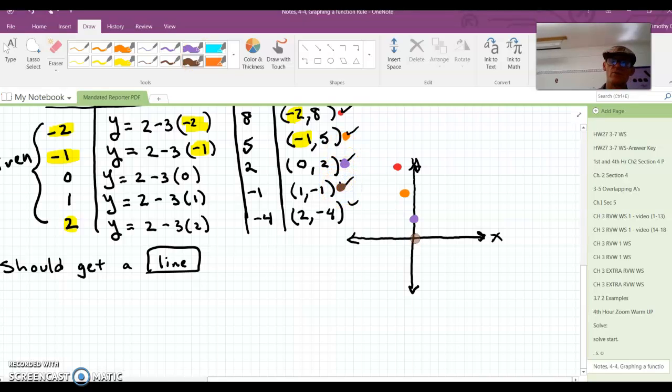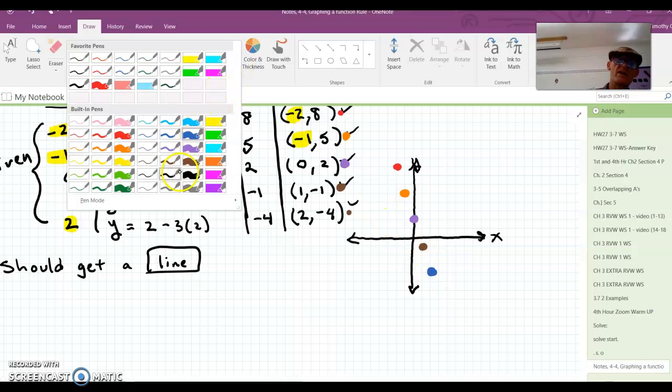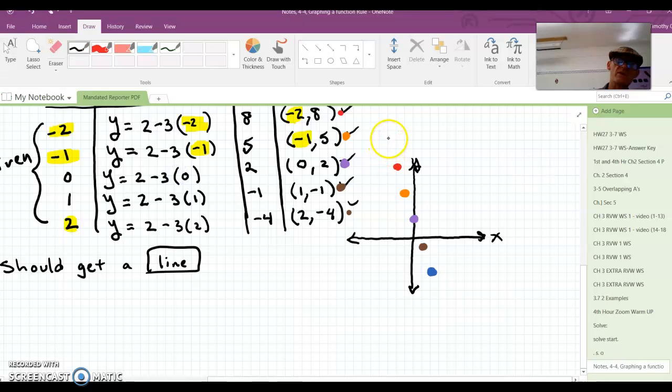1, -1, so we go +1, -1. Now you can see the last one is 2, -4, and we might as well just do a different color here. 2, +1, 2, and then -1, 2, 3, 4. Put a point right there. And you can see that it lines up like this, and that is how you graph a function rule. Now the rule for this line is y equals 2 minus 3x.